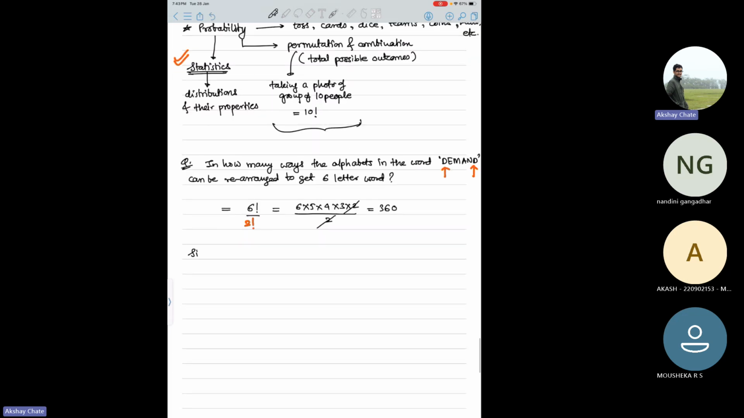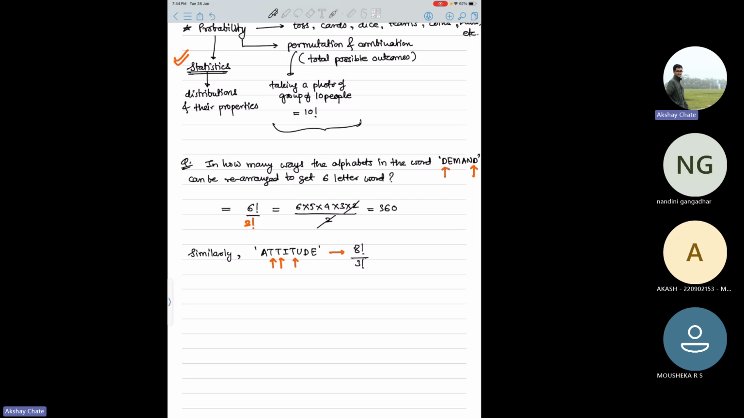Similar thing can be asked for a word, let's say attitude. Here it is only one alphabet that is being repeated. T is repeated 3 times, right? How many letters are there? 8. So 8 factorial by 3 factorial. That will be the total number of possible combinations of 8-alphabet words that can be conjured out of this.